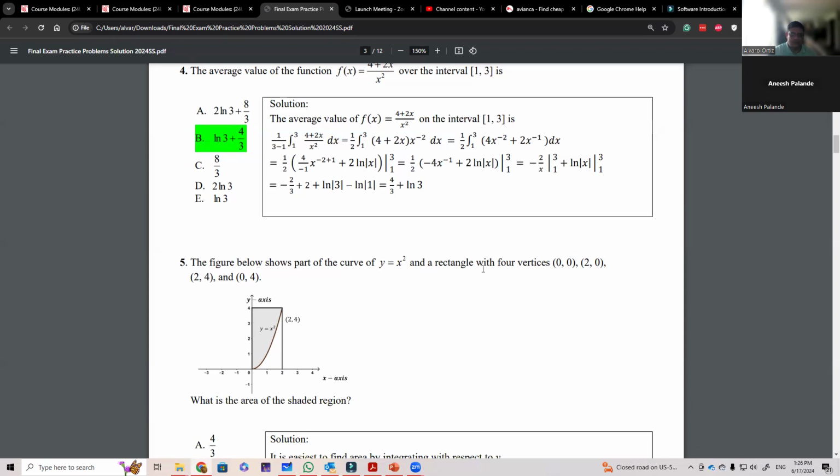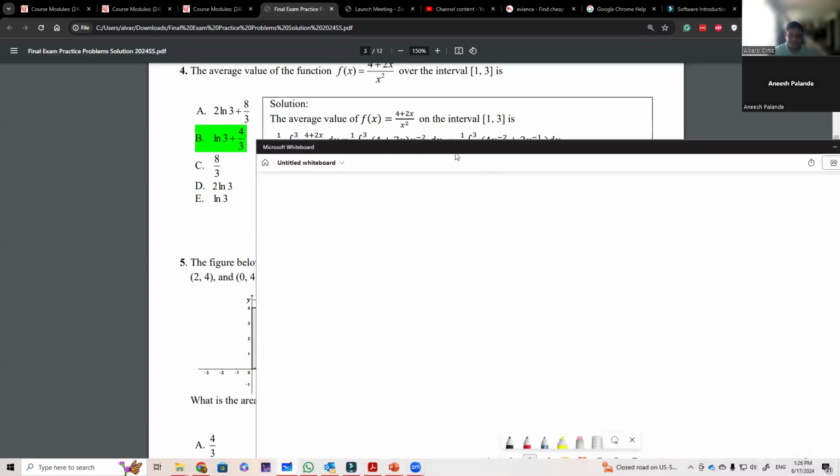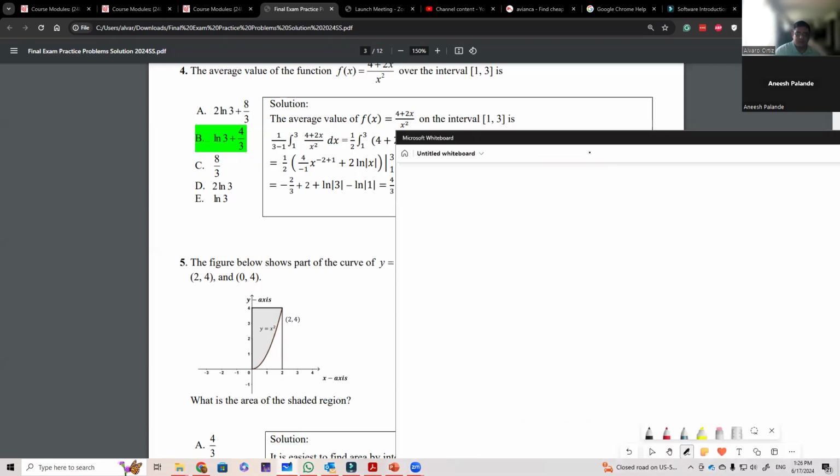Is the area between the rectangle with 4 vertices and the curve y equals x squared. Okay, and so we have (2, 4), which is this one here, and (0, 4). But the shaded region is the top. So this shaded region is going to be given as an area, is the area from 0 to 2 in terms of the integral.